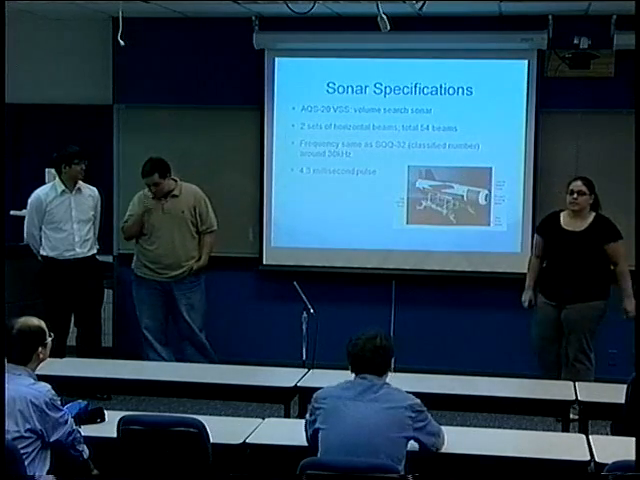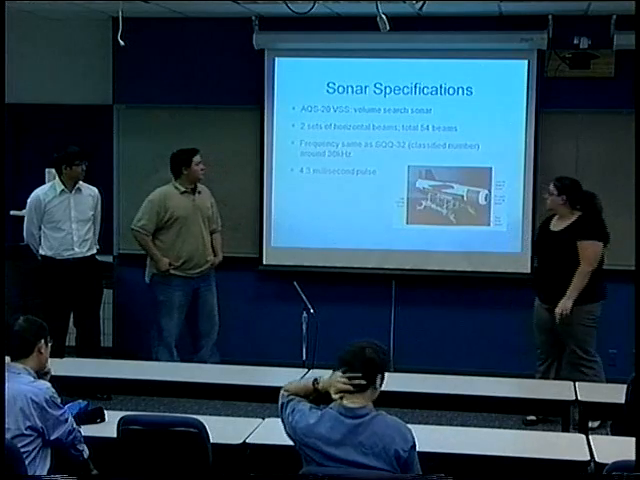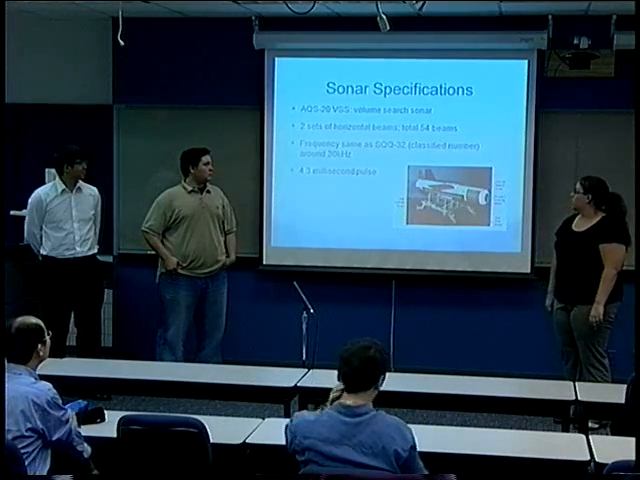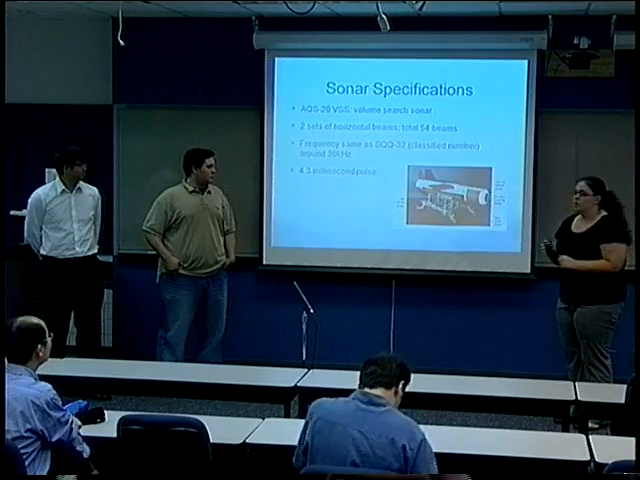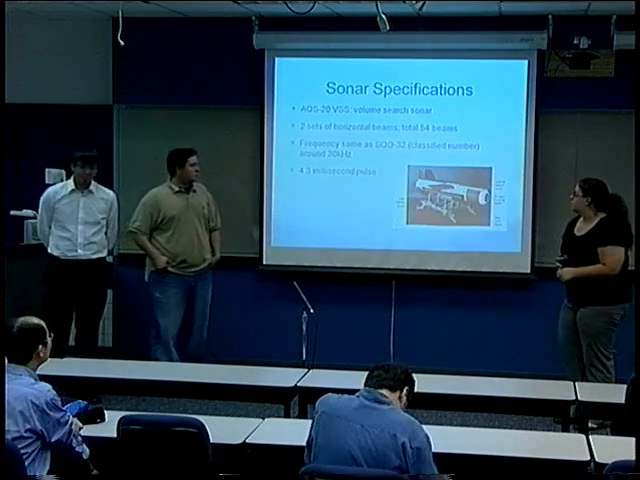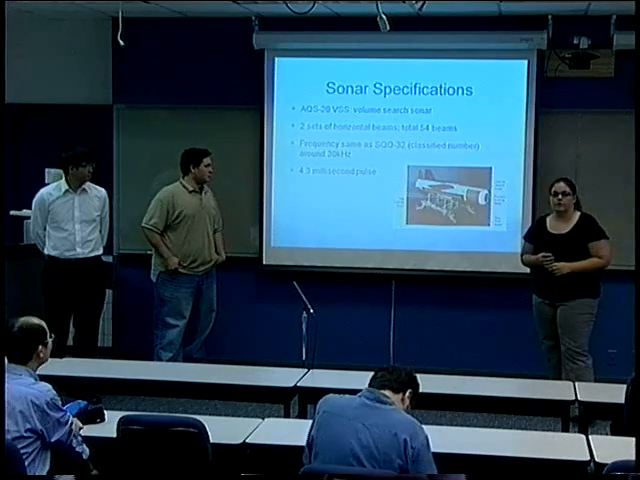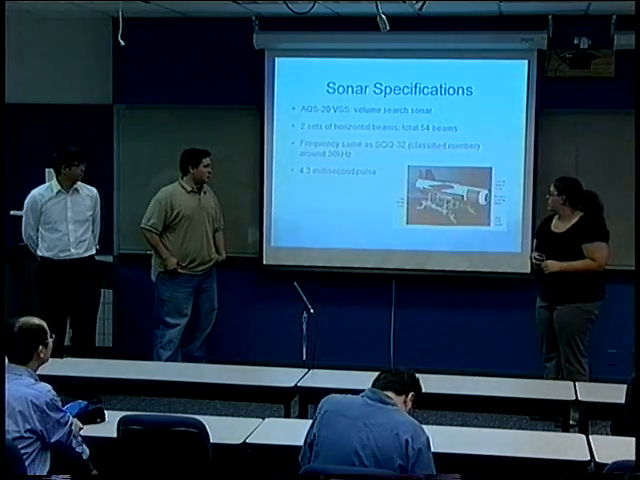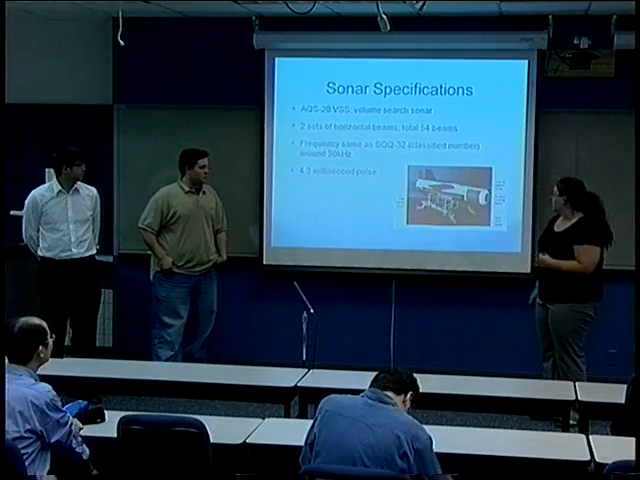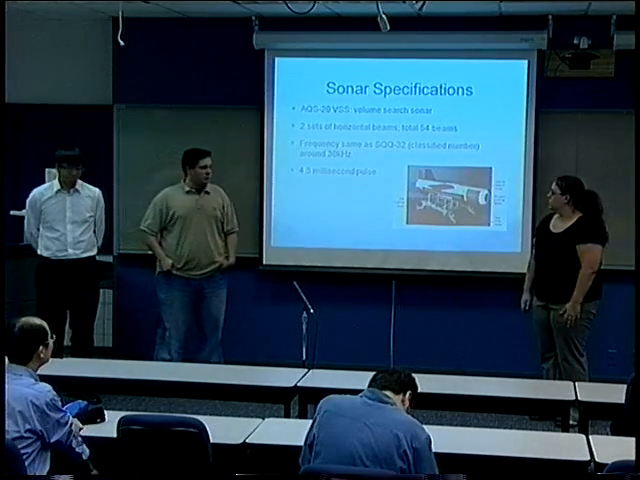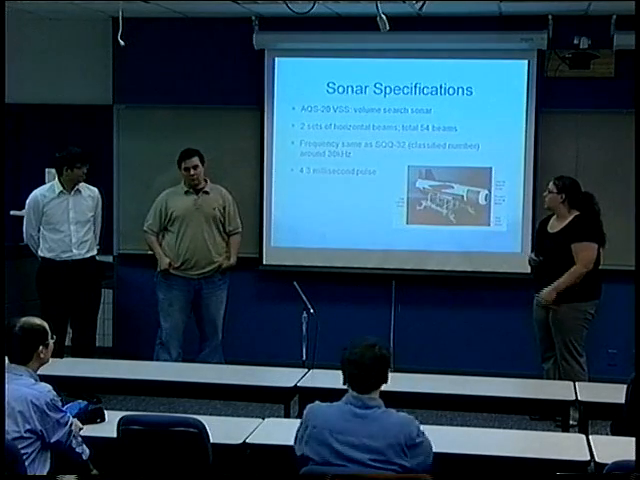So for the sonar specifications for the VSS, the volume search sonar, we had two horizontal beams. The sonar contains about 54 beams. It operates at a frequency of about 30 kilohertz. And this is just a picture of it. Not that we really saw any of this in real life.